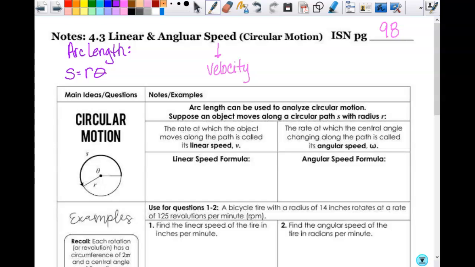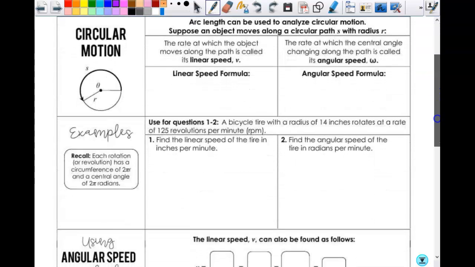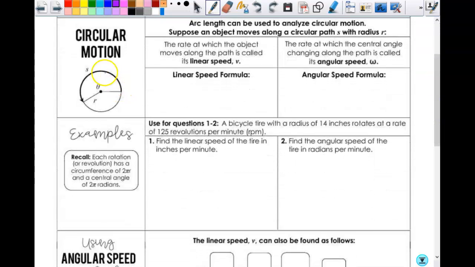Okay, so let's talk about circular motion here. It says arc length can be used to analyze circular motion. Suppose an object moves along a circular path S, that's your arc length. So here's your circular path that this point is moving along with the radius R. The rate at which the object moves along the path is called linear speed. The rate at which the central angle changes along the path is called angular speed. So there's linear speed and angular speed, or linear velocity and angular velocity. Okay? This is how they differ.